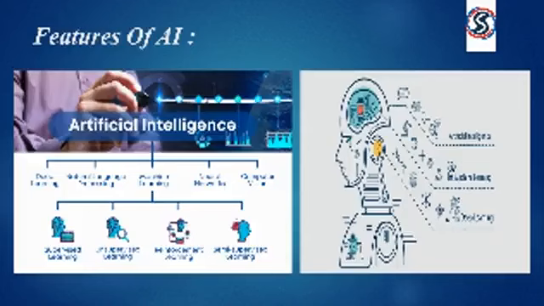So, what are the features of AI? It consists of deep learning, machine learning, natural language processing, neural networks that are included in deep learning, okay, and computer vision. In machine learning, we have supervised, unsupervised, reinforcement learning, and semi-supervised learning. So these are the features of AI.